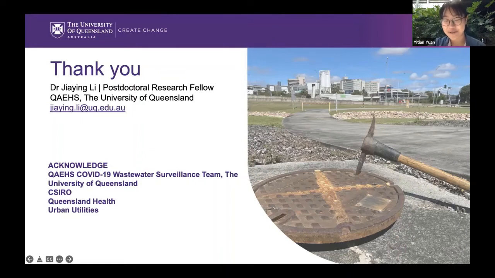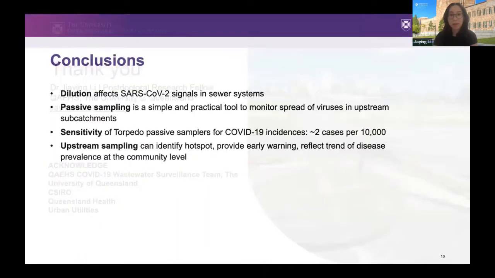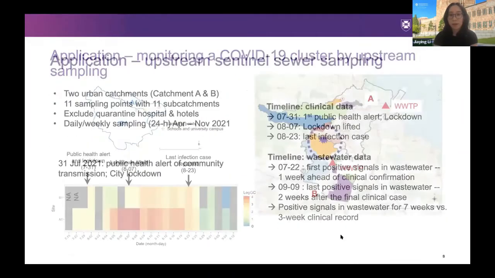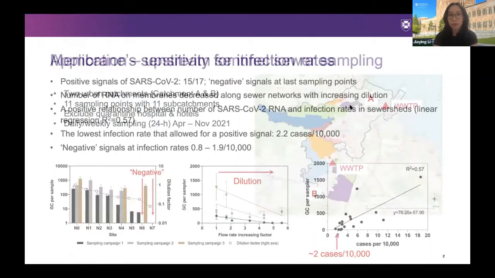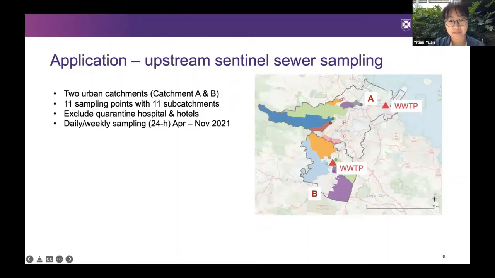So Jiaying, if you don't mind, can you please explain how you got the figure that you can detect 2 cases in 10,000 population? Yep, let me go back to the figure. So here is the figure.